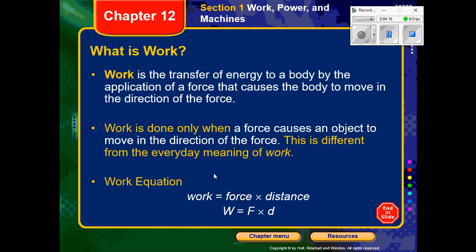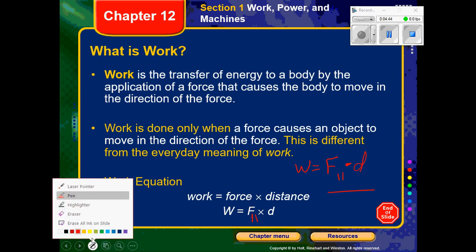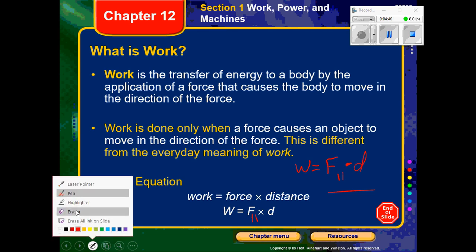Here's the work equation. I'd just like to add this to it right here. This right here, parallel. So work is equal to the part of the force that's parallel to the displacement. It's equal to the product of those two numbers. The force that's parallel to the displacement. Okay, so you're probably wondering what that means, how that works. Let me explain that just a little bit more.